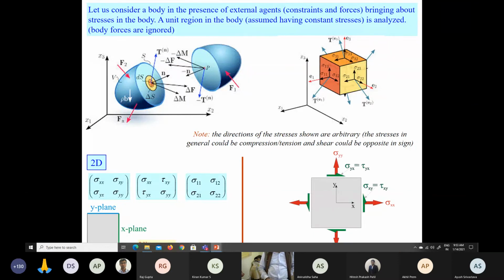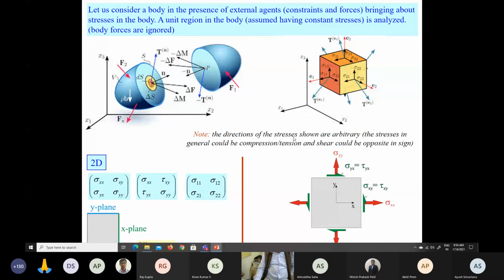So we are moving into a more complex situation, 3D stress analysis. So let us consider a body in the presence of external forces and prescribed constraints, bringing about stresses within a three-dimensional body. So typically, three-dimensional equilibrium we are considering. So you can see the stress components on each face. Each face has three components here, and if you just go through these basic things, you would be recapitulating all the basic concepts that you have already studied in the earlier classes.